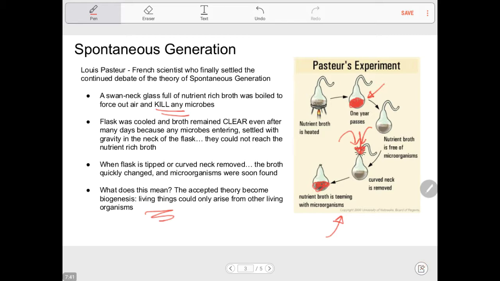You cannot have life just burst from something that's non-living. The only way that you can see new life from non-living things is when an external source of life can reach that dead material, lay eggs, and so on and so forth. You need to be familiar with this experiment for your quiz and exam.